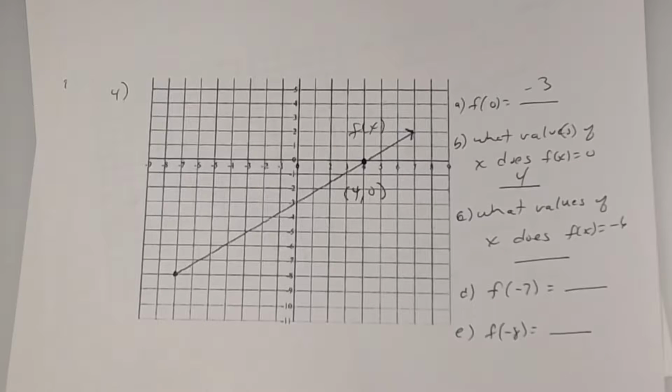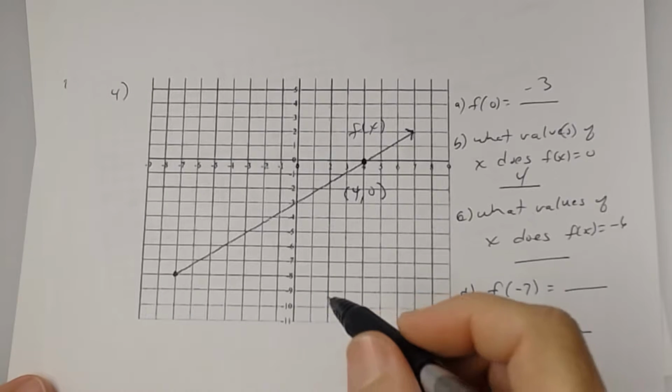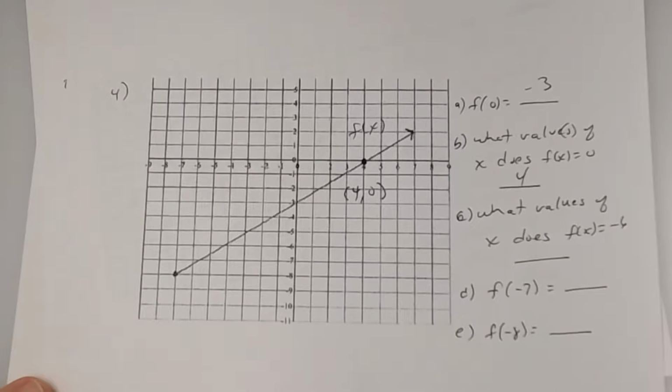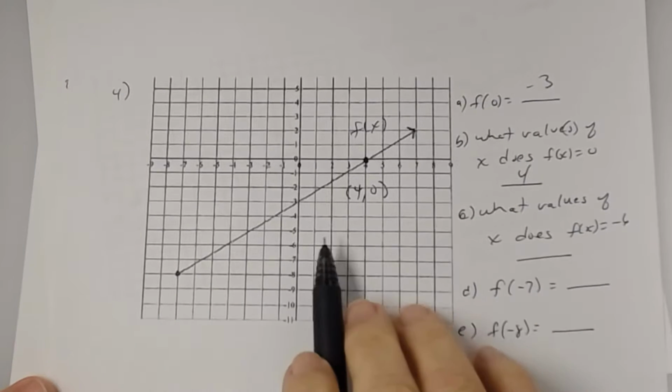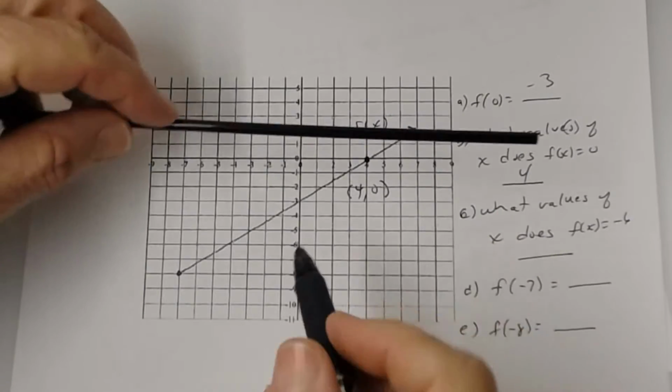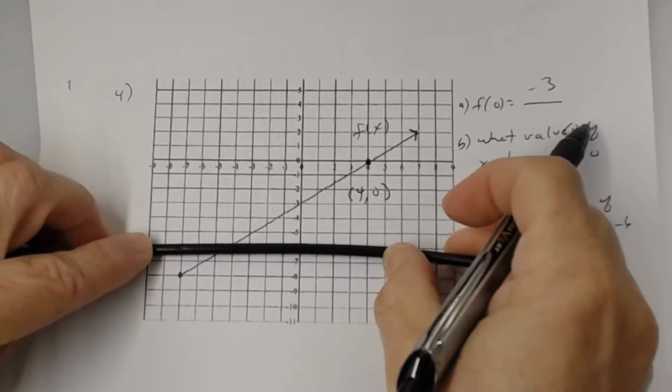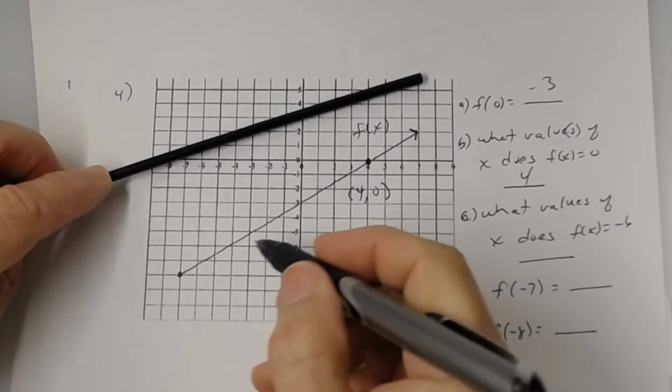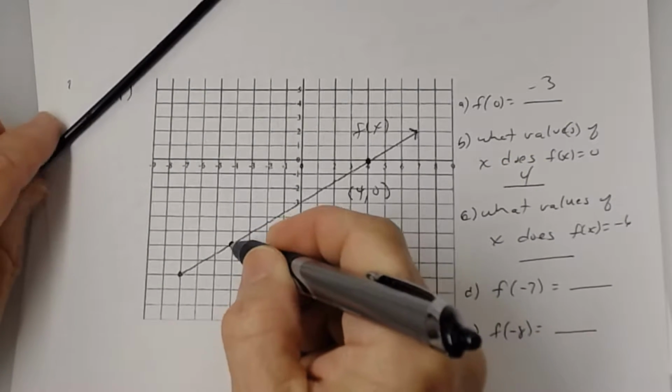What value of x does f of x equal -6? How many are there? Just 1. So when y is -6, what's that x value? Yeah, so here's -6 right here, right? Here's the point that I'm pointing to. So that is right here.